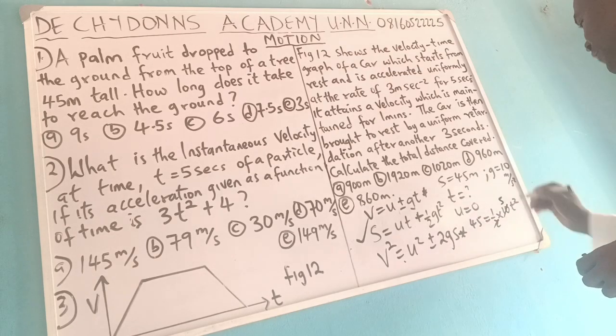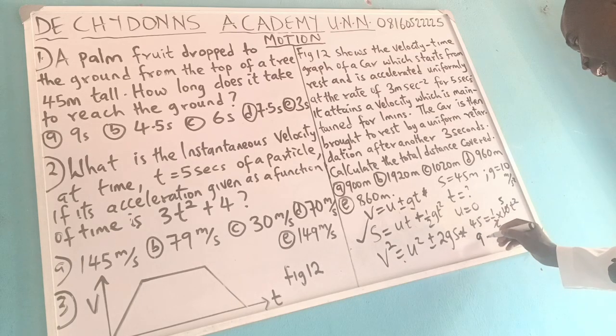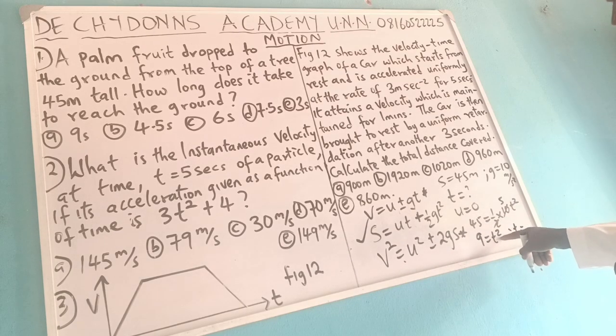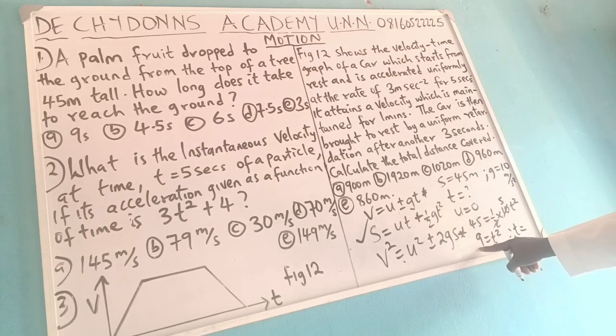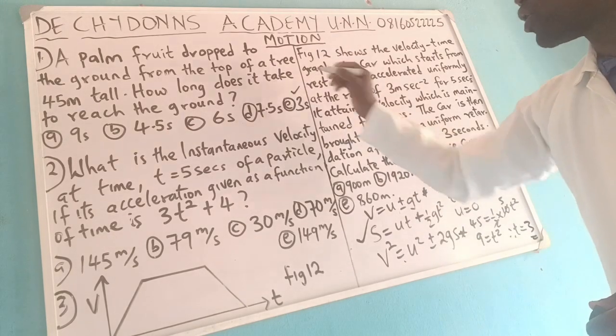Divide this by 5. You now have that. To make t squared the subject of the formula, 5 will divide this. It will give you 9 equals t squared. Therefore, t will be equal to, removing the power of 2 here, you have t. Square root of 9 is what we will take. Square root of 9 is what? 3 seconds. That means the answer is option E.